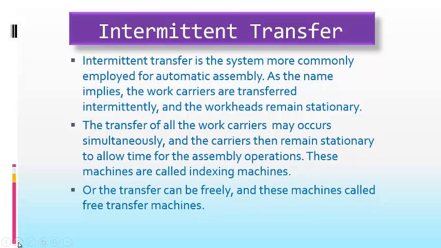Or the transfer can be free, and these machines are called free transfer machines. These are line machines, where the intermittent transfer of parts happens independently. When a part comes under the head, it does the operation, and then the other part will come, in respect of what other machines or other heads are doing.